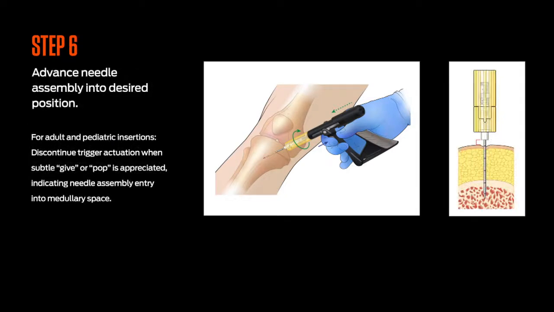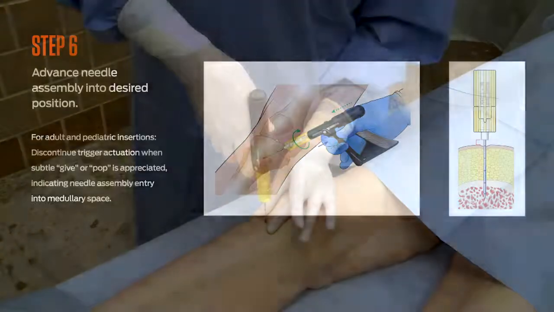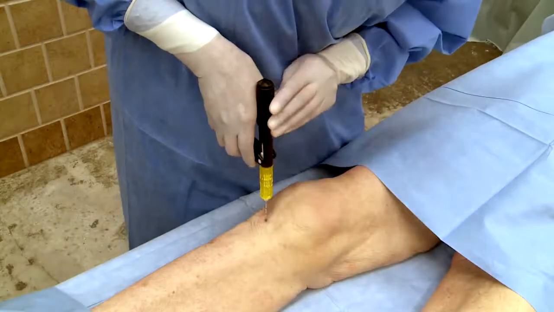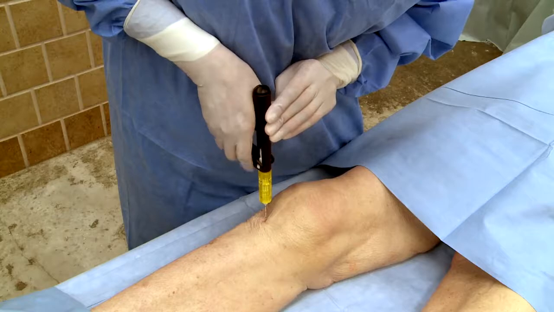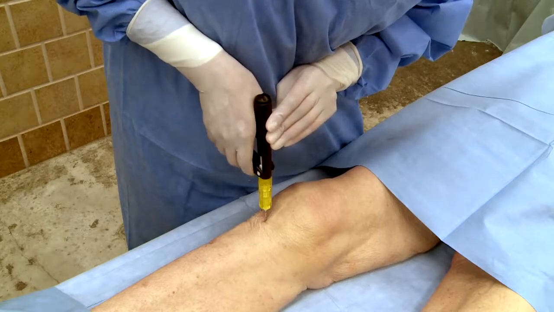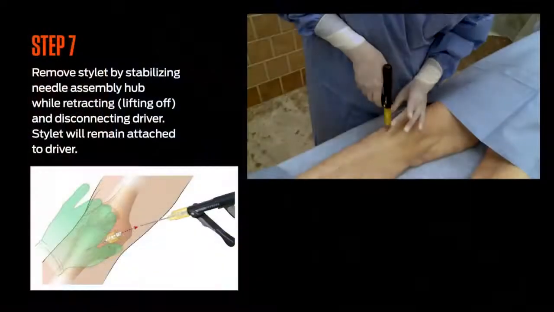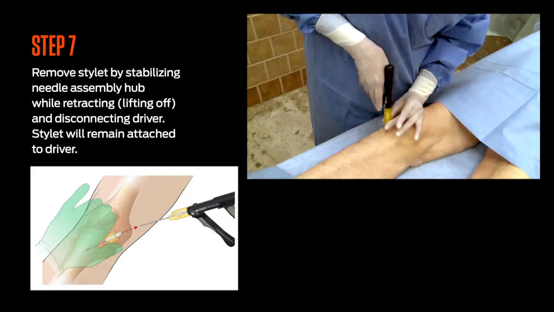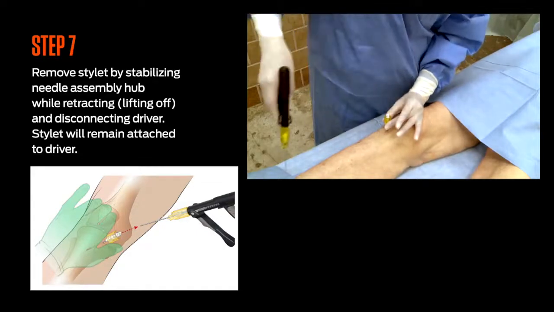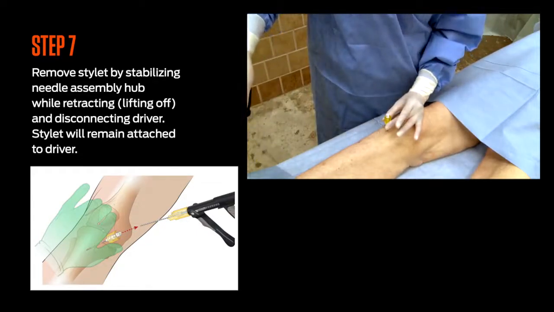Number 6. Advance the needle assembly into the desired position. For adult and pediatric insertions, discontinue trigger actuation when a subtle give or pop is appreciated, indicating needle assembly entry into the medullary space. Number 7. Remove the stylet by firmly stabilizing the needle assembly hub while simultaneously retracting or lifting off and disconnecting the driver.